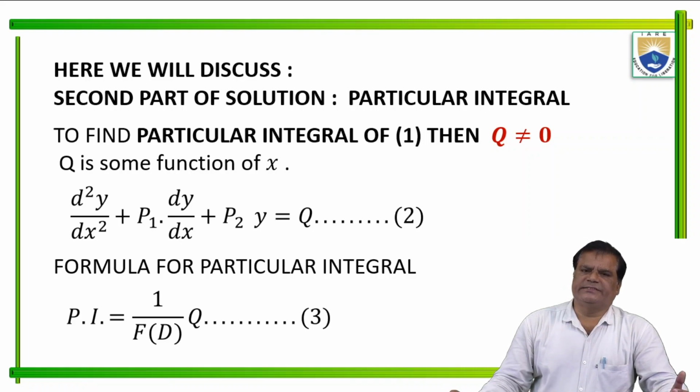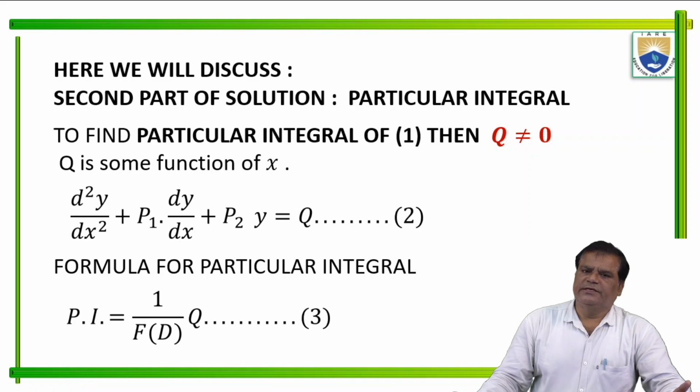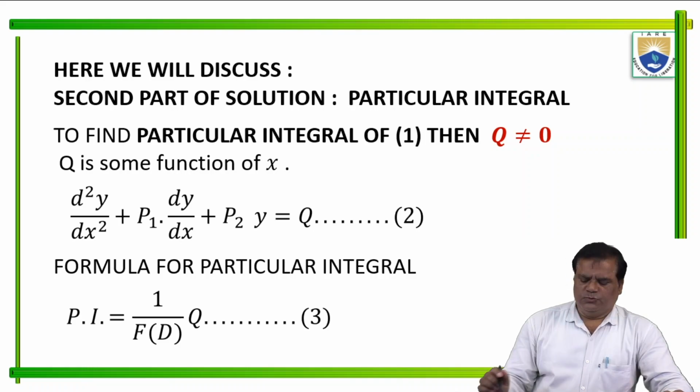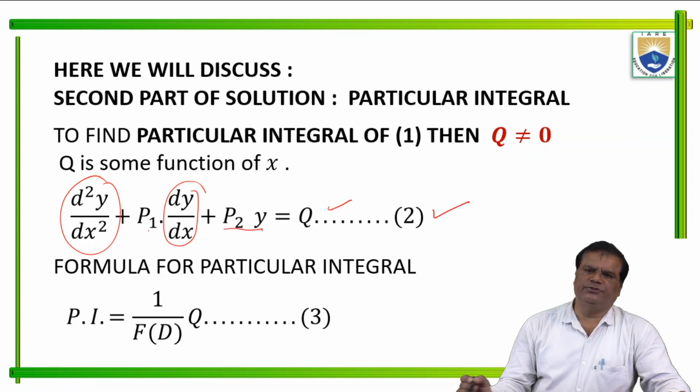There are several cases that arise here. If q is e to the power ax, then it is one case. If q is x square, then it is another case. If q is cos ax or sin ax, then it is another case. So there are several cases, and we are discussing them one by one according to the value of q. Here we are taking this equation d2y over dx2 plus p1 dy over dx plus p2y equal to q. This is the same general equation 1.